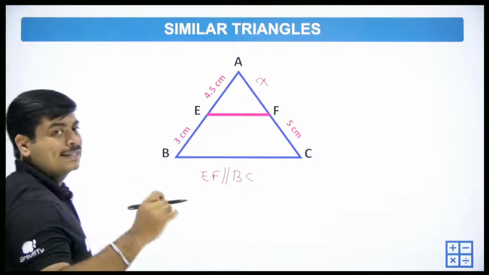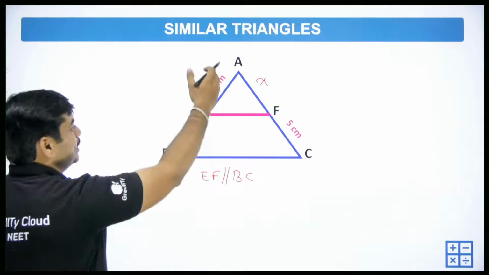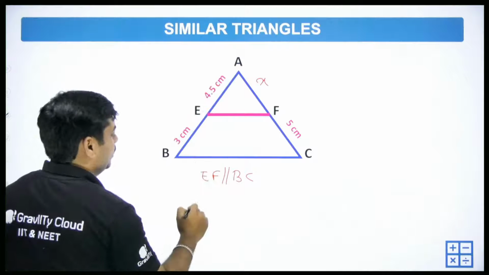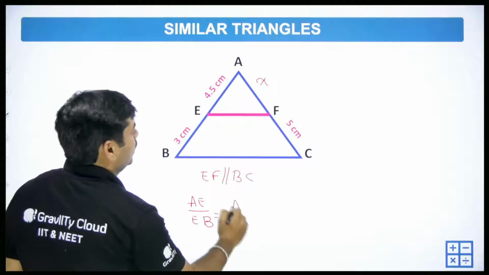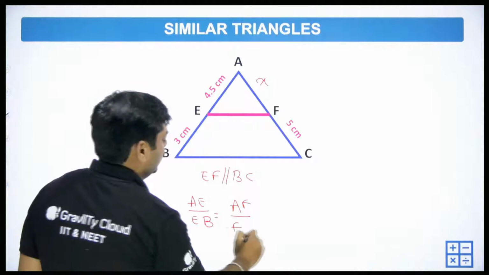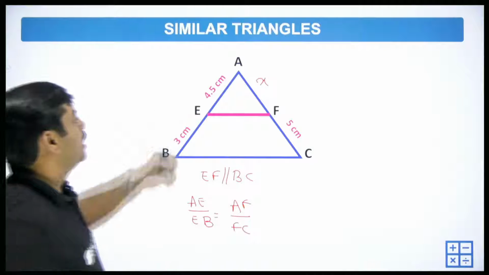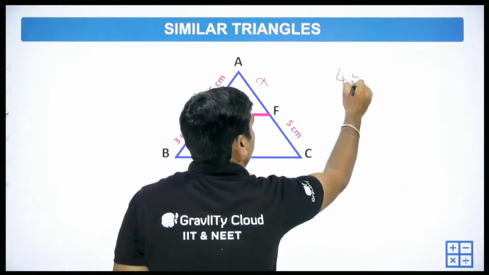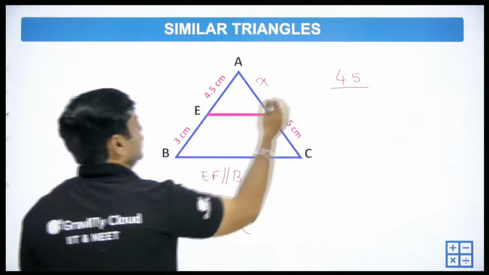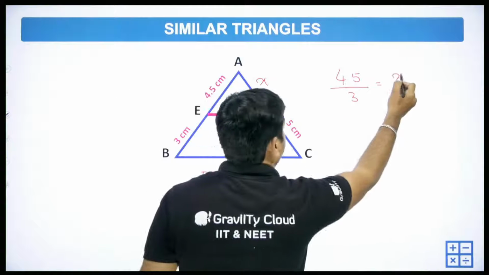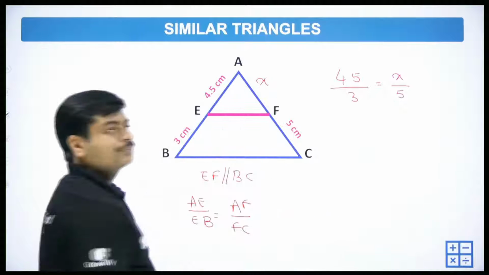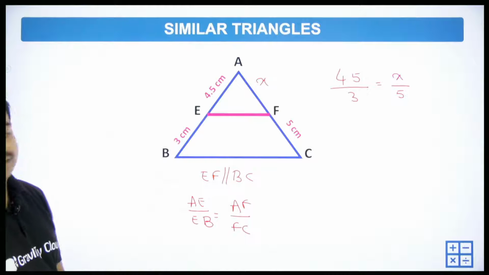So using the basic proportionality theorem, I can say that AE by EB is equal to AF by FC. What is AE? AE is 4.5, EB is 3, and AF is x, FC is 5. So 4.5 by 3 is equal to x by 5.